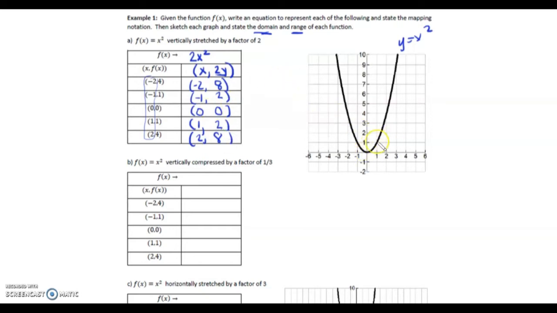Okay, and I'm going to go ahead and graph this. So -2 and 8, -1 and 2, and so on. Then this blue one, y equals 2x squared.